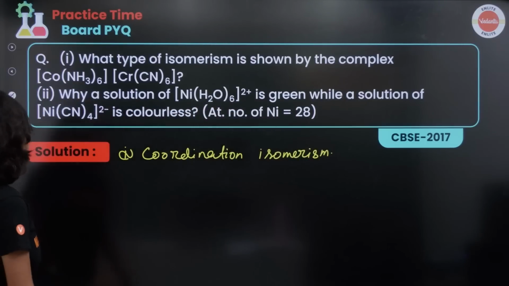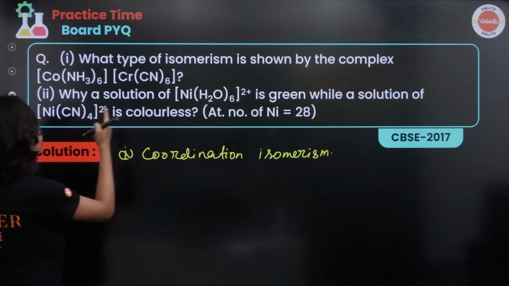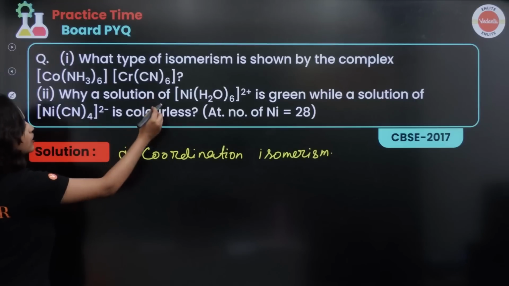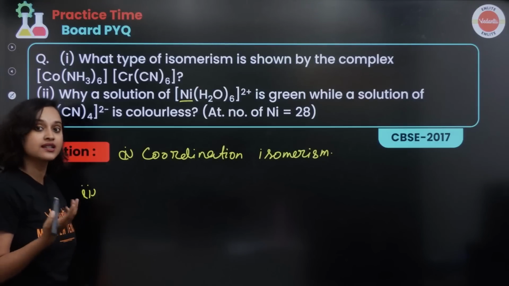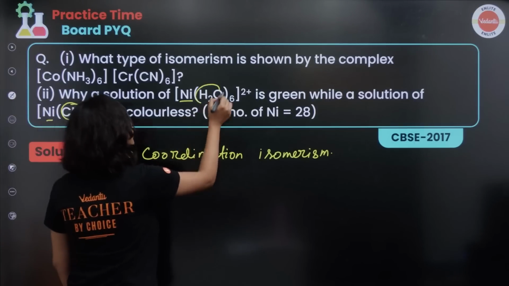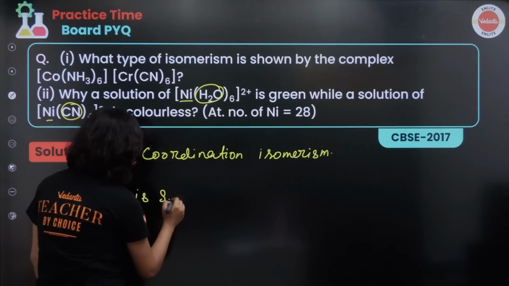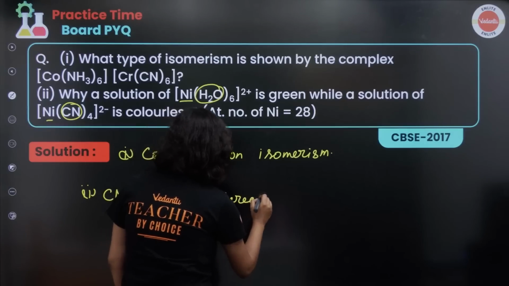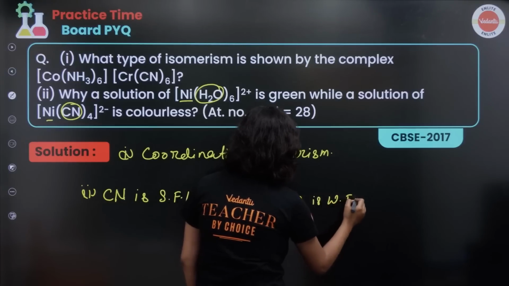Good. Okay. Why is a solution of [Ni(H2O)6]2+ green while a solution of [Ni(CN)4]2- is colorless? Everybody, take a look at it. Just by looking at the compounds, you can see that Ni, the central metal atom, is the same in both cases. That means it completely depends on the ligand. Now here we can see that CN is a strong field ligand, whereas H2O is a weak field ligand, right?